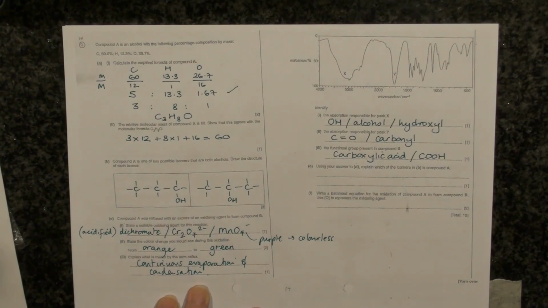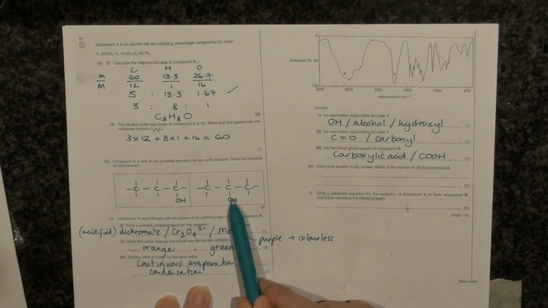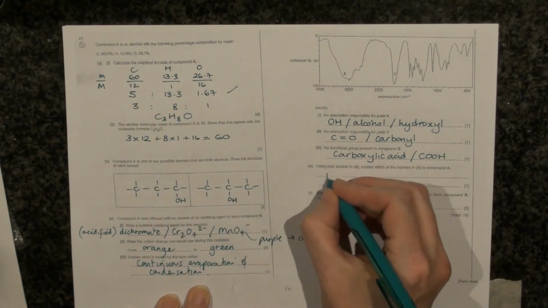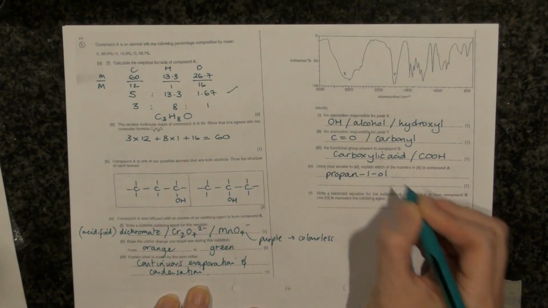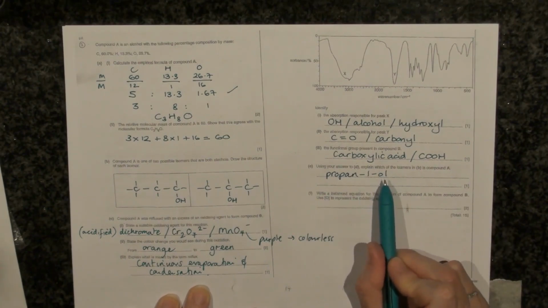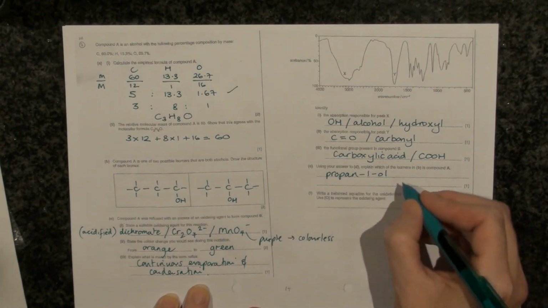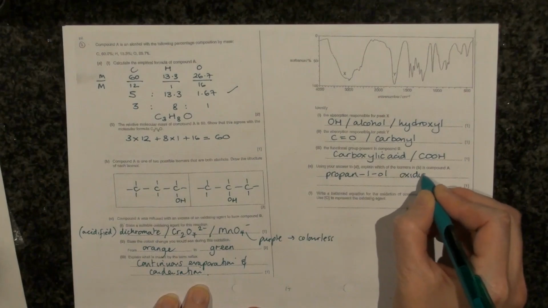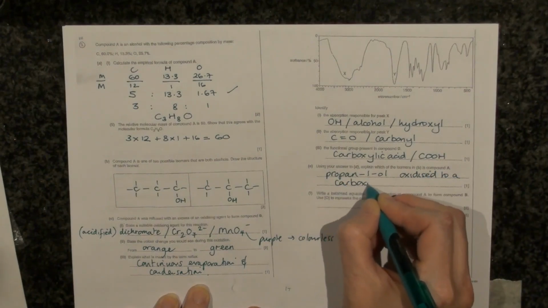Now, using your answer to D, explain which of the isomers from B, so which of these two isomers must be our compound A. Well, that must be our propanol, because the only one which can fully oxidise to a carboxylic acid is a primary alcohol. So you do need to explain the answer, so you need to say that it's oxidised to a carboxylic acid.